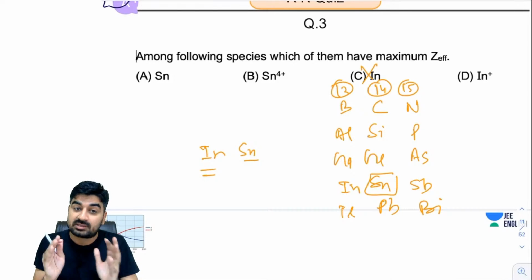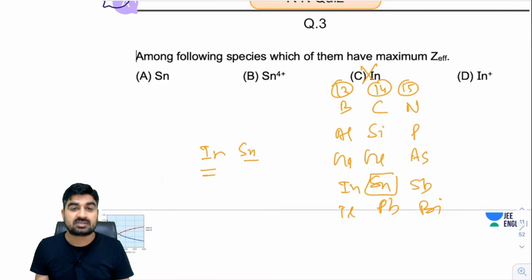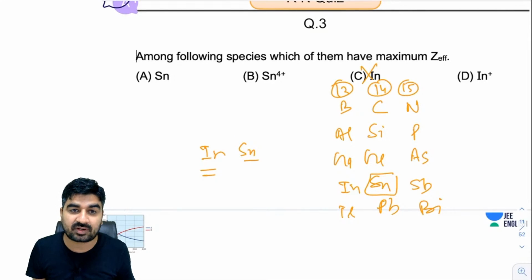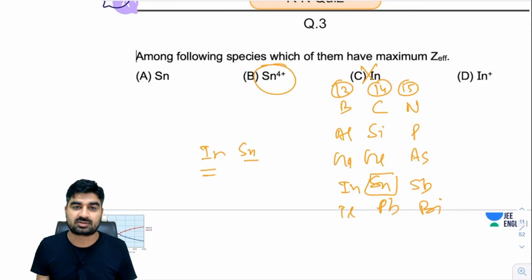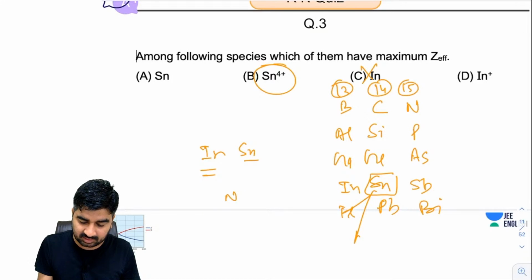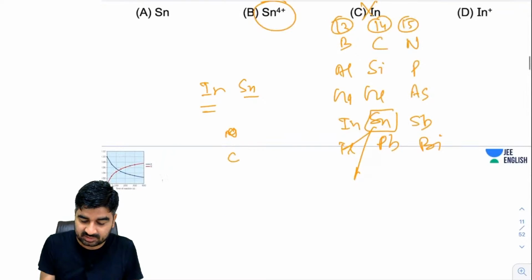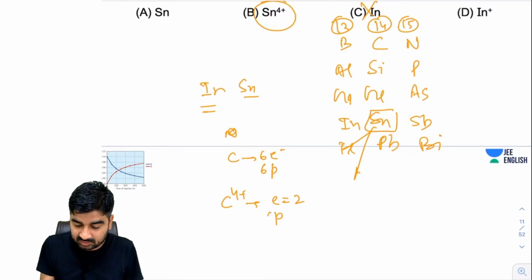Now Z effective, I told you, represents basically force of attraction. Now what will happen when you are removing 4 electrons? Suppose I am taking carbon. Let's take some smaller element which is easy to understand. So carbon has 6 electrons and 6 protons. Now if you remove 4 electrons, then carbon will have 2 electrons and 6 protons.